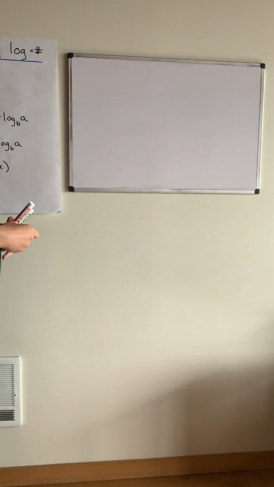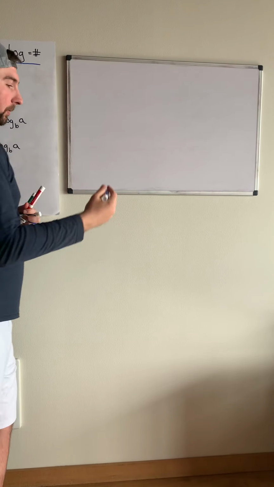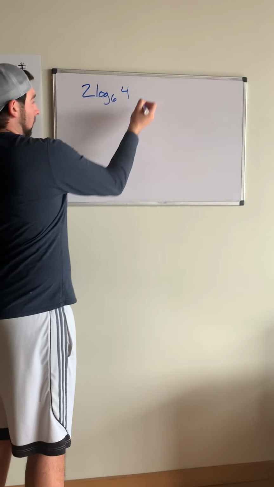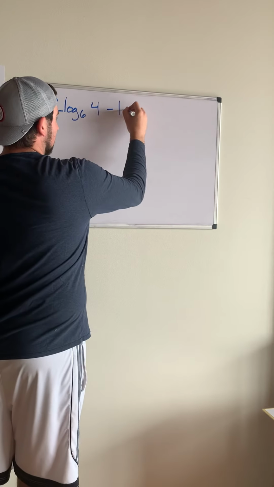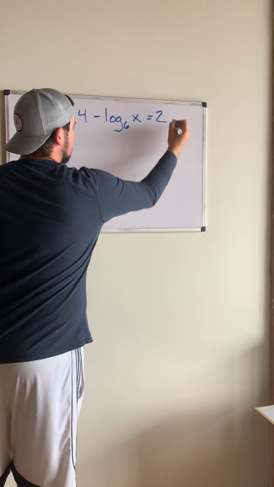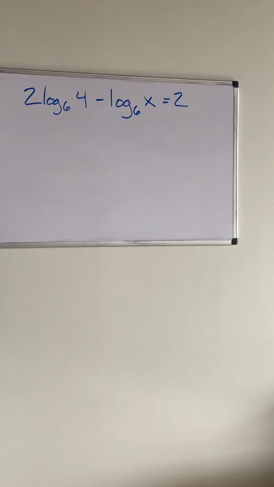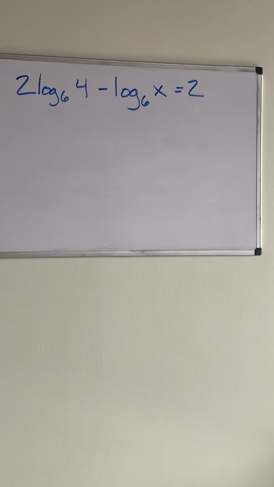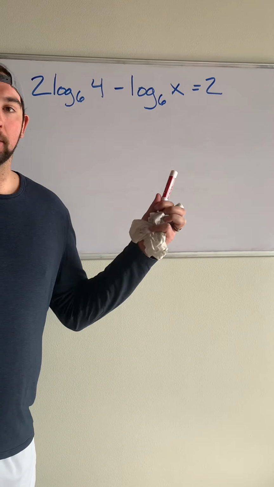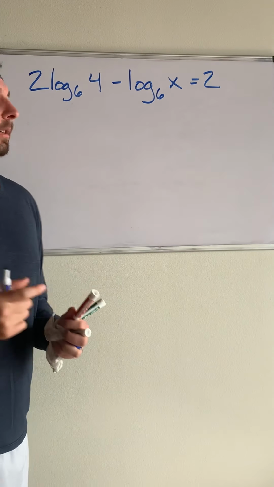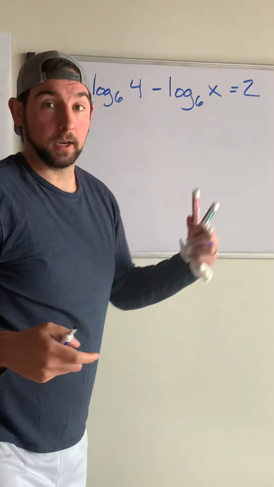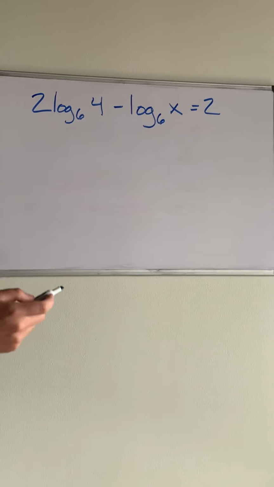All right, last example is a bit of a longer one. So I have 2 log base 6 of 4 minus log base 6 of x equals 2. We got a lot going on there. First thing I'm going to notice is I have to use my log properties. You always have to get these down to where it's just one log, either one log on either side or just one log in general if you don't have a log on that side. So the first thing I'm going to do is use my properties.